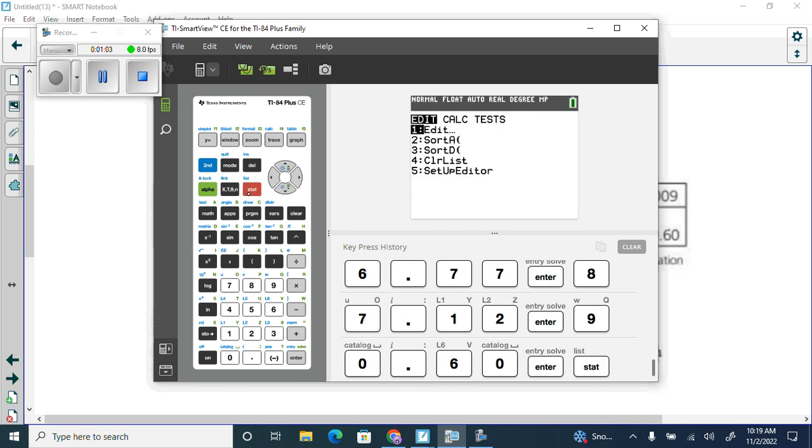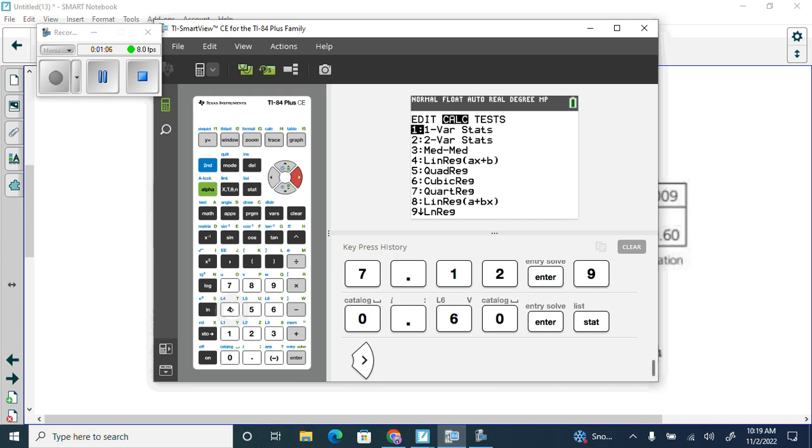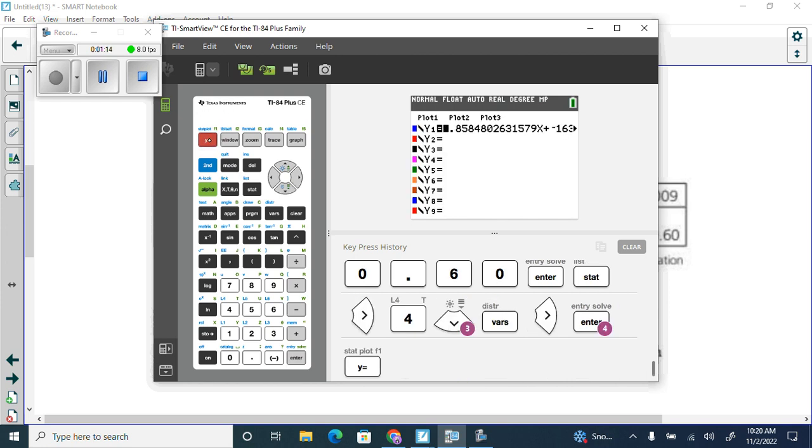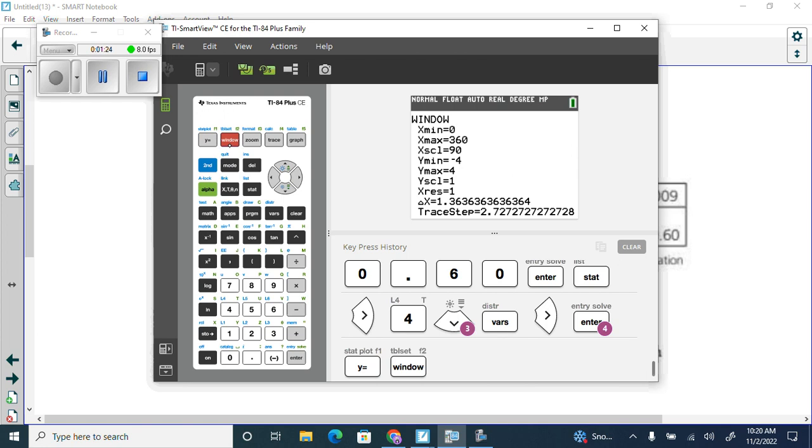So we went stat, calc, linear, which was 4, and then you did whatever way you had to, which we went through yesterday, to get into your y equals. Now you should have that in your y equals. Everyone has that? We did this yesterday, we're just repeating. All right, then we go to our window. Your window may be different than my window.